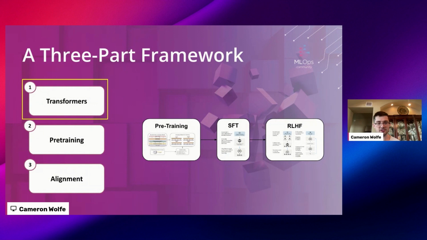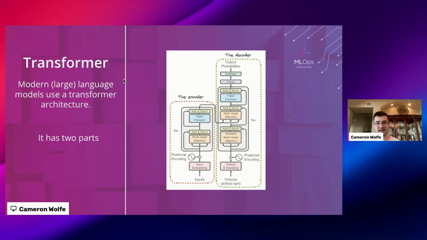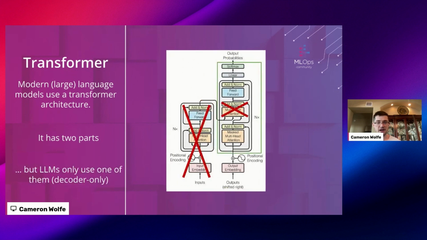So the first thing we'll talk about is the transformer. At a high level, the transformer is a type of neural network architecture, and it's used by nearly all modern large language models. The model takes text as input and produces text as output, and it has two parts, the encoder and the decoder. The encoder takes the text you give it as input and builds an understanding of this text, and then the decoder is in charge of producing textual output based on the representation produced by the encoder. The only problem is that modern generative LLMs are solely generating text, so they only use the decoder, forming a decoder-only architecture.